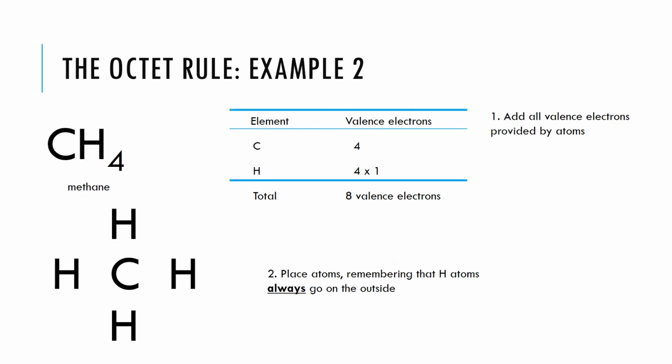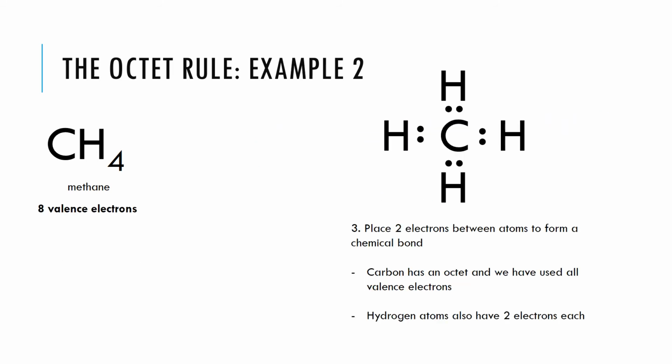Example 2 then, methane, CH4. Well, carbon brings 4 valence electrons. Hydrogen brings 1, and there are 4 of them. So there are 8 valence electrons in that system. I place the atoms, remembering that this time hydrogen atoms will always go on the outside. I place 2 electrons between the atoms to form a chemical bond.